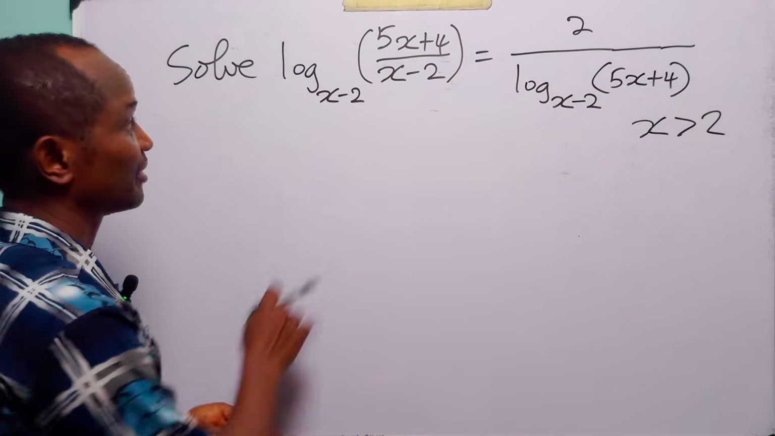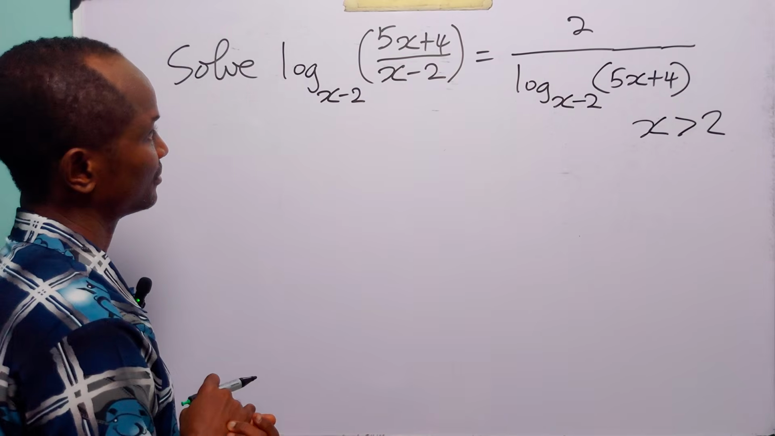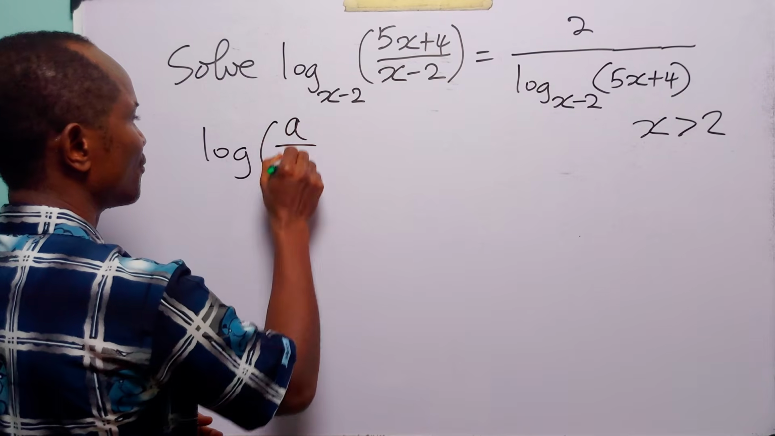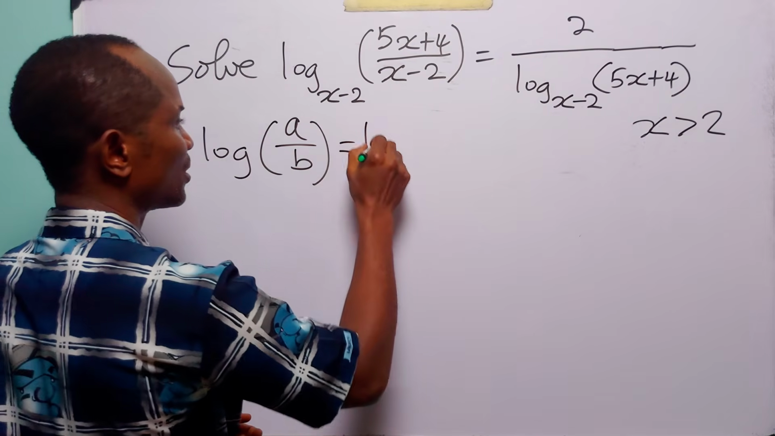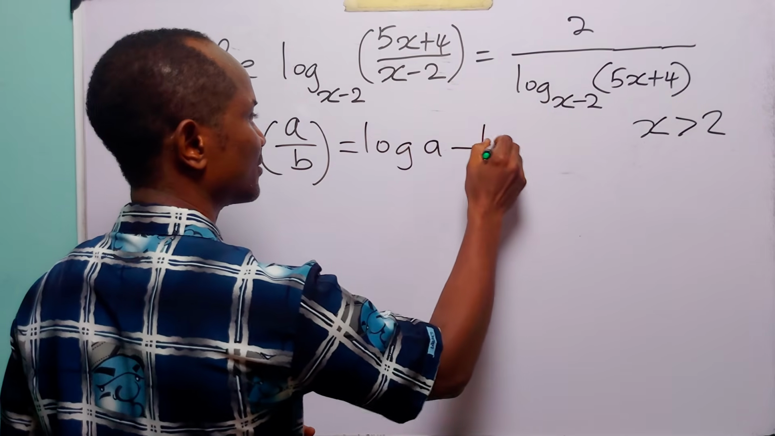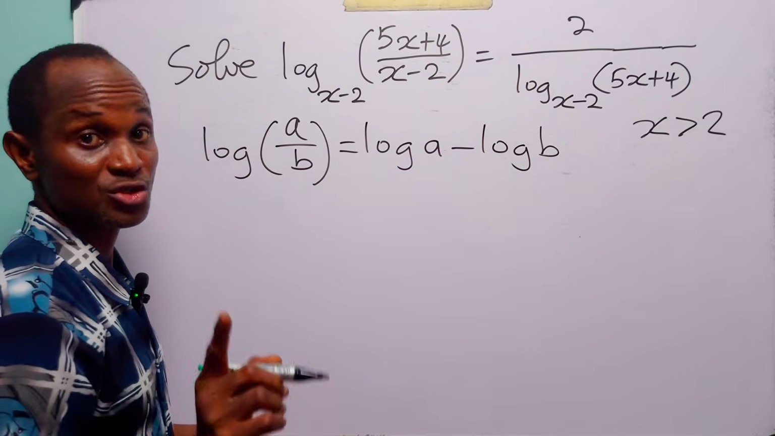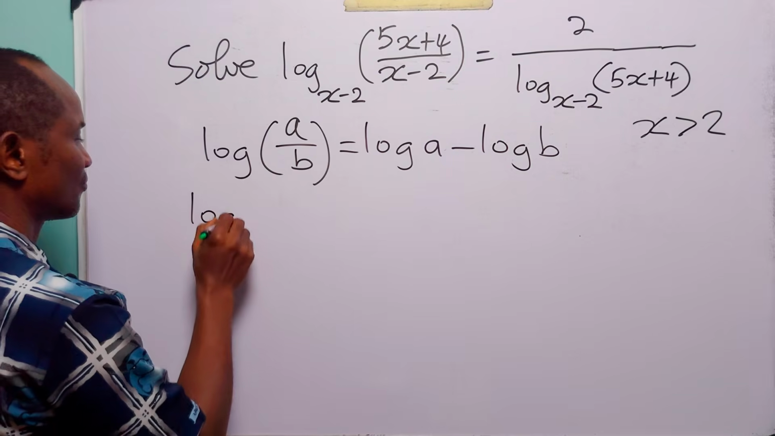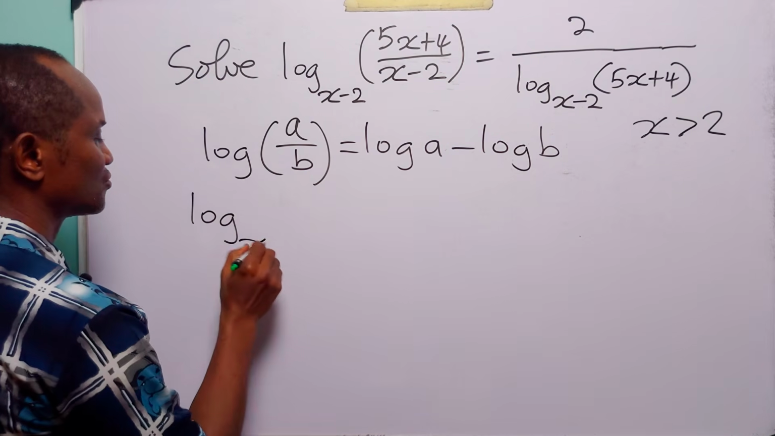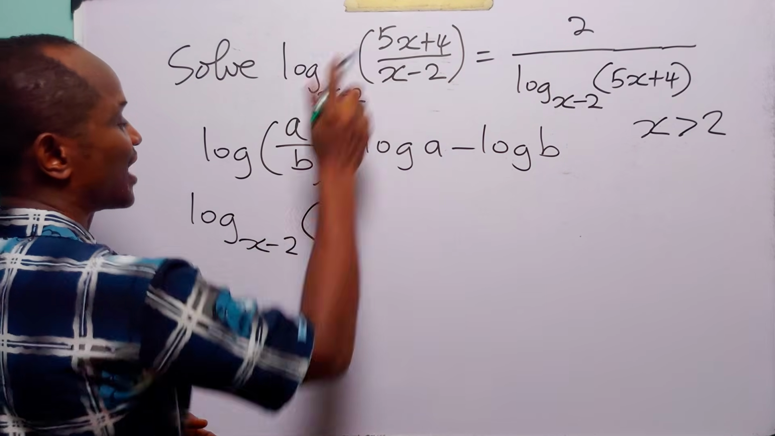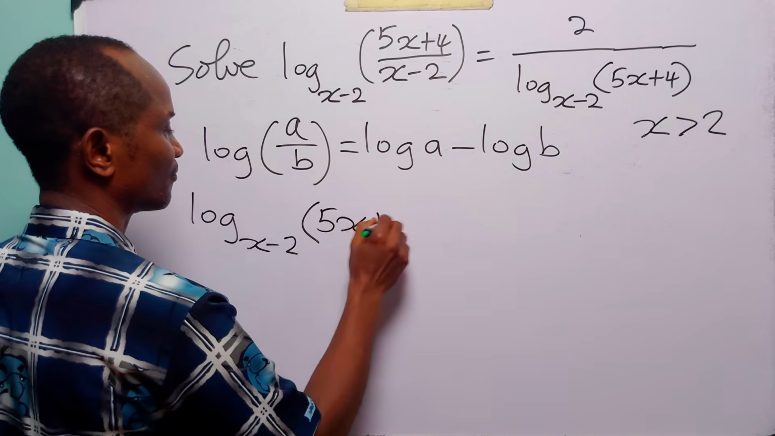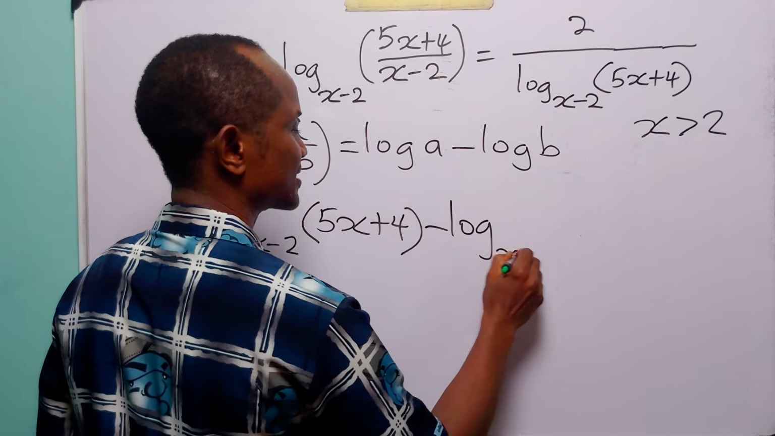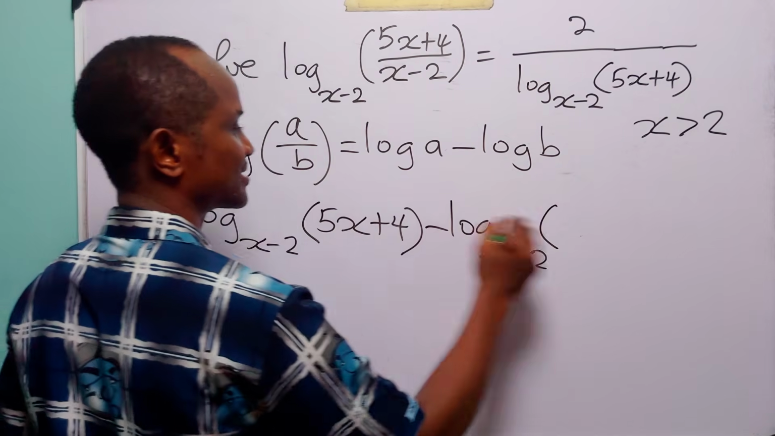Now, let us start by simplifying the left-hand side of this equation. Recall that log A over B is equal to log A minus log B. So that means that we can expand this left-hand side as log to base x minus 2 of 5x plus 4 minus log to base x minus 2 of x minus 2.